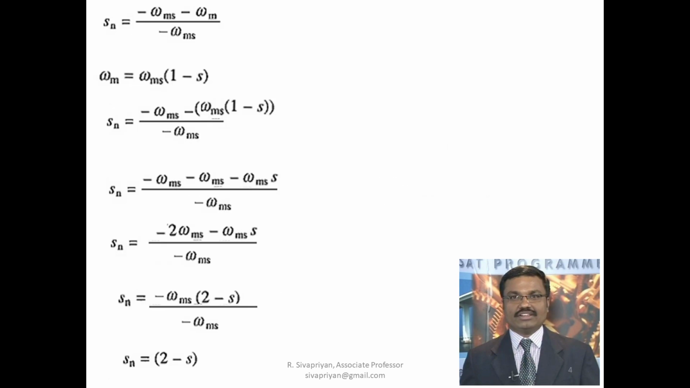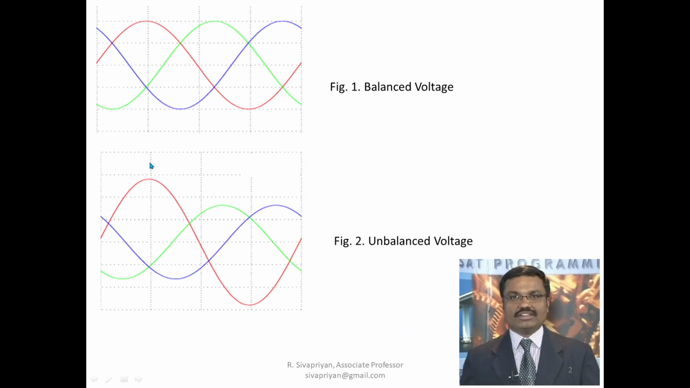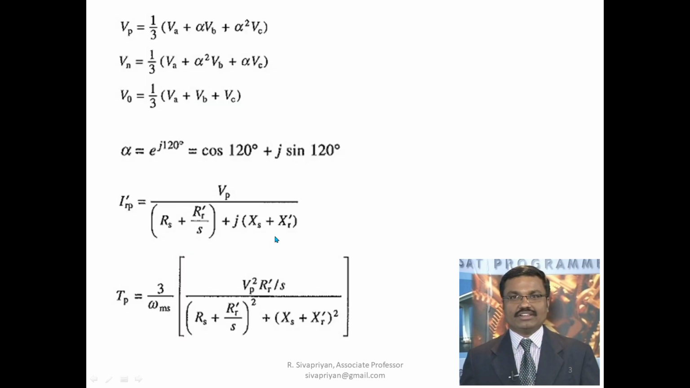So now you have a clear understanding of the operation with the unbalanced source voltage and the single phasing of three-phase induction motor. Unbalanced source voltage means that the magnitudes will not be the same. Single phasing means one of the voltages, R or Y or B, becomes zero, so the motor will run on two phases. That is called single phasing.